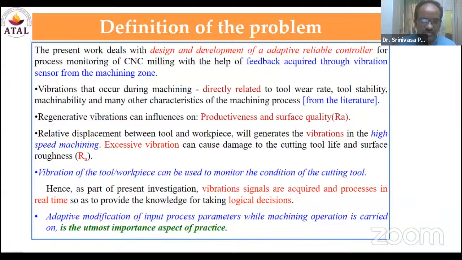So what are the values of VB? It must include the values of vibration. What are the values of Ra available on the surface of the product? That must involve the values of vibration. Then only this concept is justified.